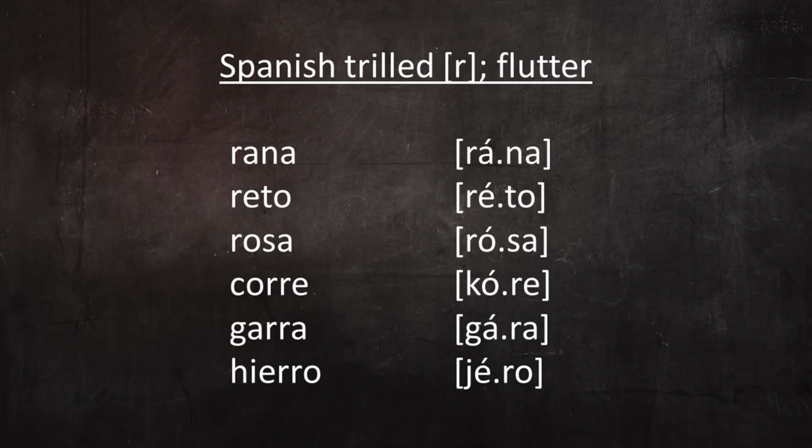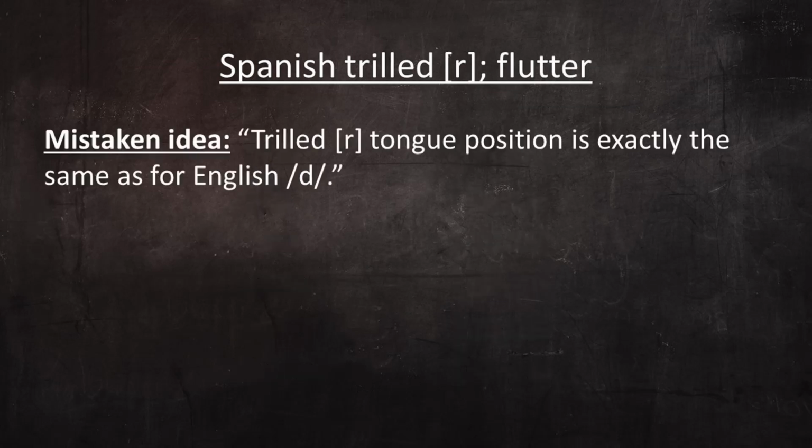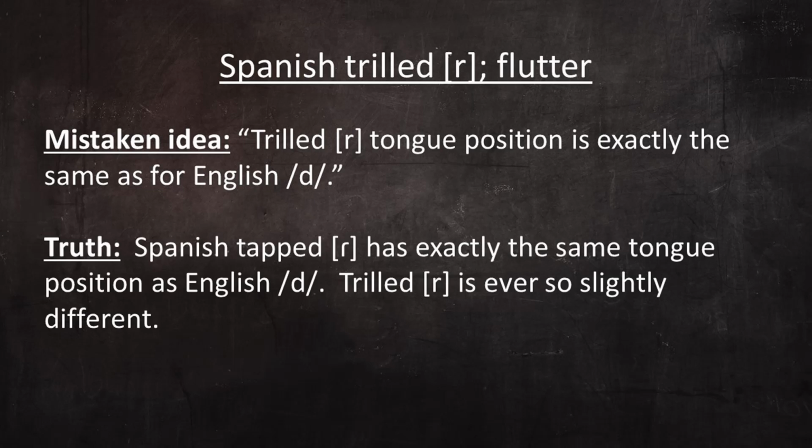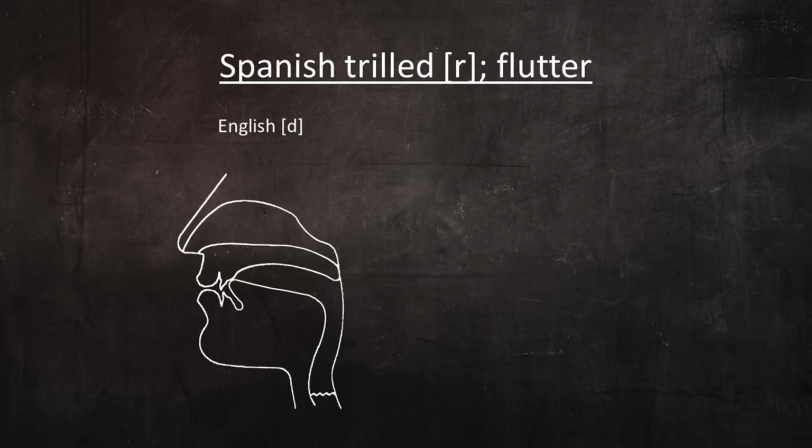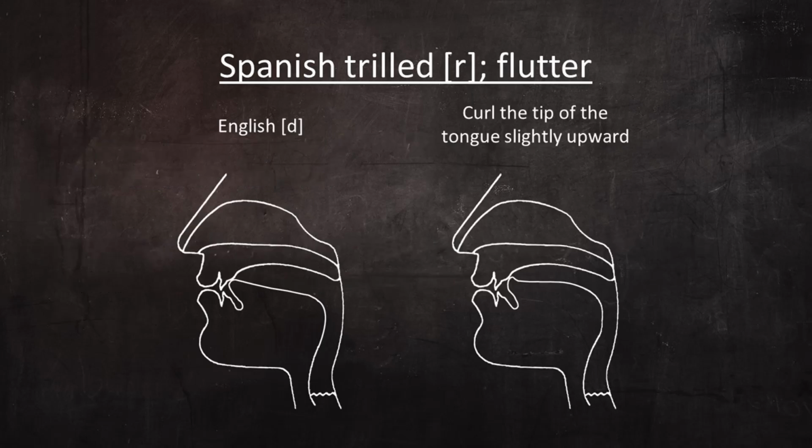Observe these example words. Rana, reto, rosa, corre, garra, hierro. One mistake many teachers make in trying to explain the tongue position for trilled R is insisting that it's exactly the same tongue position as for English D. Spanish tapped R has exactly the same tongue position as English D, but trilled R is ever so slightly different. In order to get your tongue to trill correctly, you have to curl the tip of it upward very, very slightly so that a spot just barely on the underside of the tip of the tongue contacts the alveolar ridge.